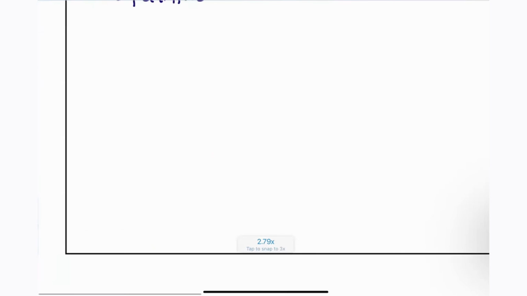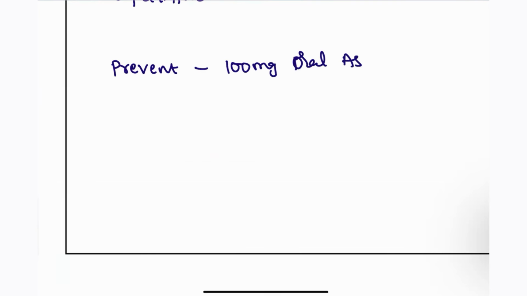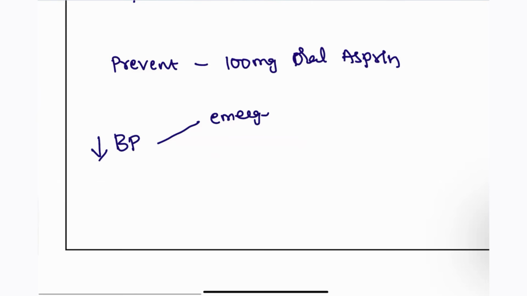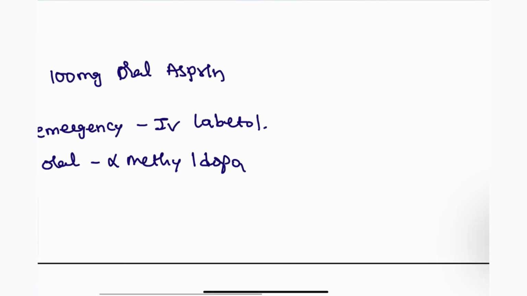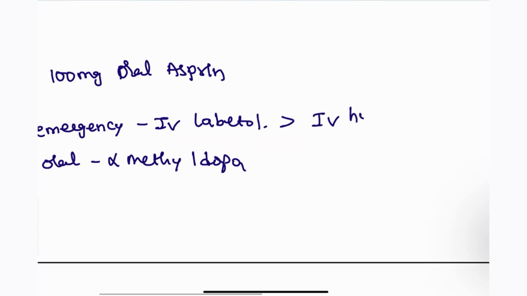Next, how can we prevent it? For the prevention, we can give the patient 100 mg oral aspirin. Okay, but if it is a serious condition, how to decrease the BP? If the patient is in an emergency situation, you have to give IV labetalol. IV labetalol is given for this patient. If you have to start oral treatment, then alpha methyl dopa can be started. If IV labetalol is not decreasing the BP, then go for IV hydralazine.